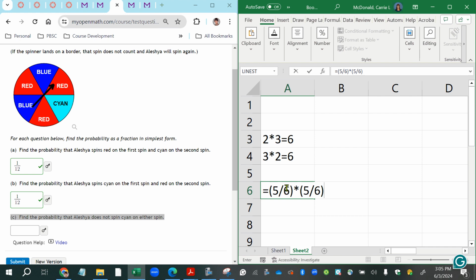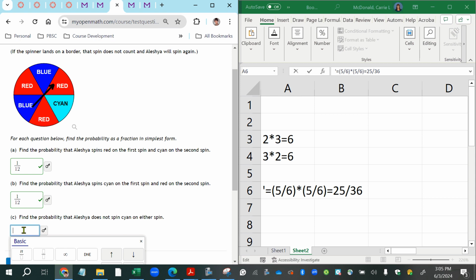Now remember, when you are multiplying fractions, you multiply the tops together and the bottoms together. So 5 times 5 in the tops would be 25, and 6 times 6 in the bottom would be 36. And this does not reduce because there are no common factors that divide both 25 and 36 except for the number 1. So that is already in lowest terms, so my answer here is 25 divided by 36.